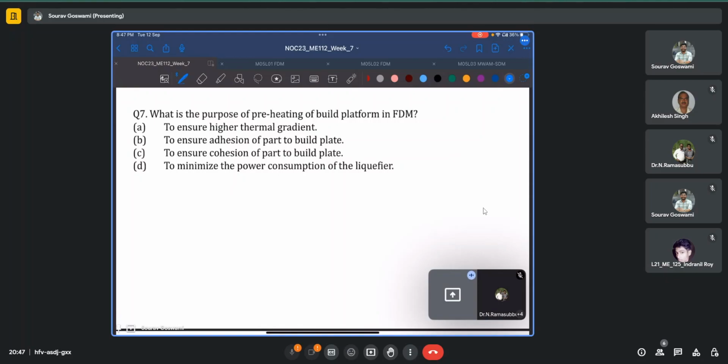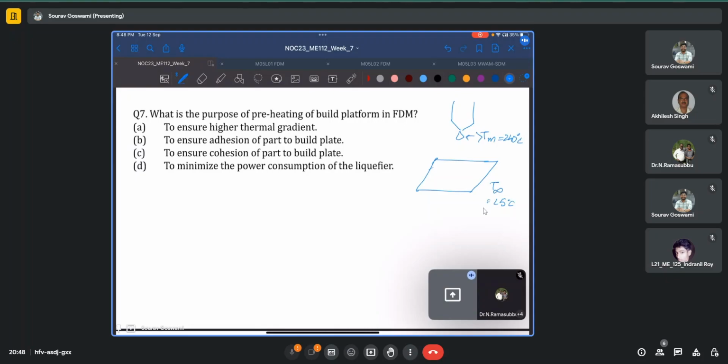What is the purpose of preheating of build platform in an FDM process? To ensure higher thermal gradient. Now, what is this thermal gradient that we're talking about? When the material is coming out of the nozzle, it is at some temperature which is close to or slightly greater than the melting point temperature. Whereas my build plate, under ambient conditions, would be at some room temperature, say 25 degrees or so. This would be say some 240 degrees, just for a scale.